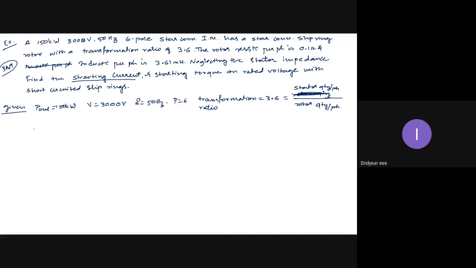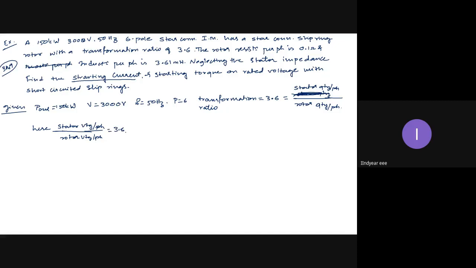So here, my stator voltage per phase to rotor voltage per phase is equal to 3.6.